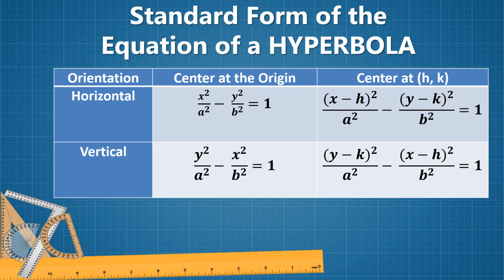Here are the standard forms of the equation of a hyperbola. A hyperbola can be oriented horizontally or vertically. If it is oriented horizontally and the center is at the origin, we have the formula x squared over a squared minus y squared over b squared equals 1. And if it is vertical, we have y squared over a squared minus x squared over b squared equals 1. If the center is at (h, k), we just simply write x minus h and y minus k.